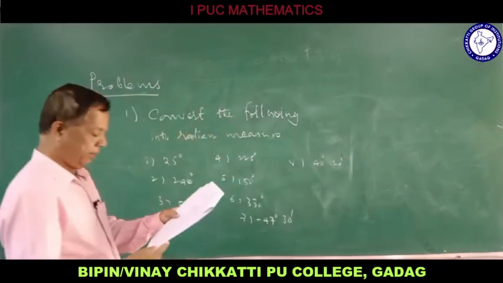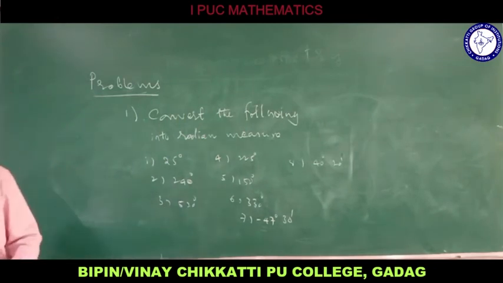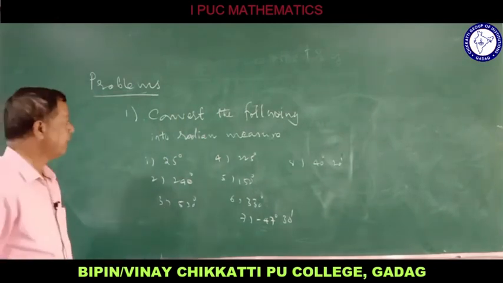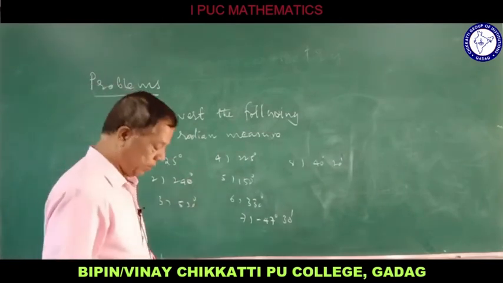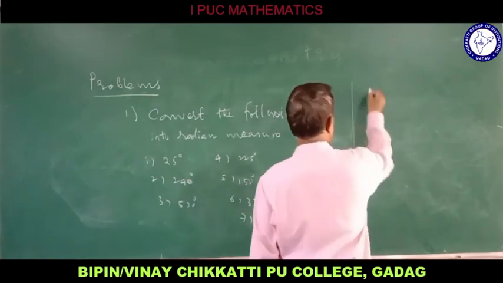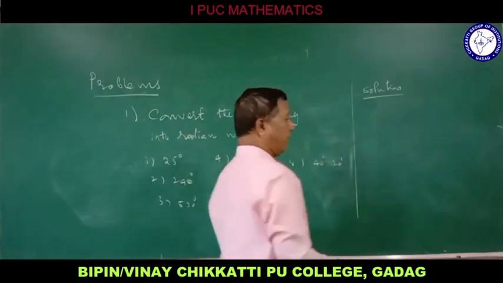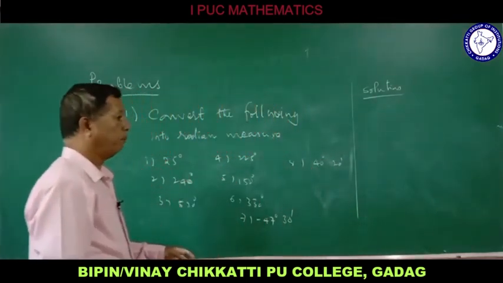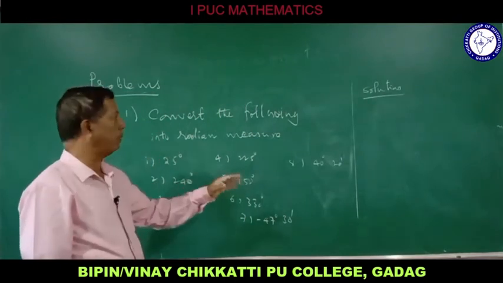So here are the problems where you can see how we convert into radian. These are in degree, and we have to convert them into radian measure. So see the result, how we can find the solution. Once again I explain how we convert degree to radian measure.